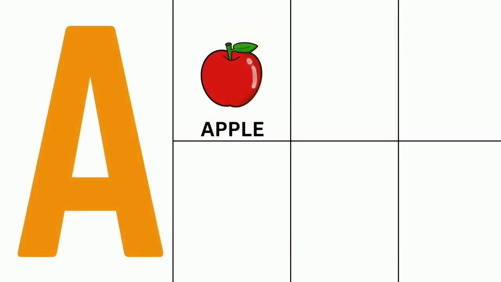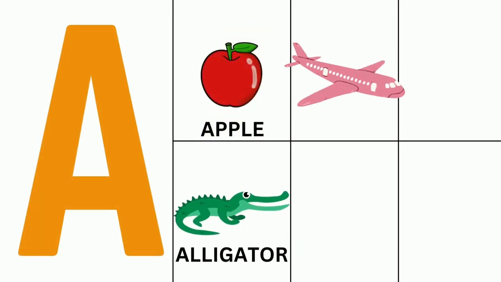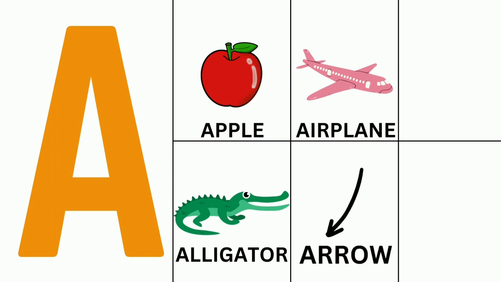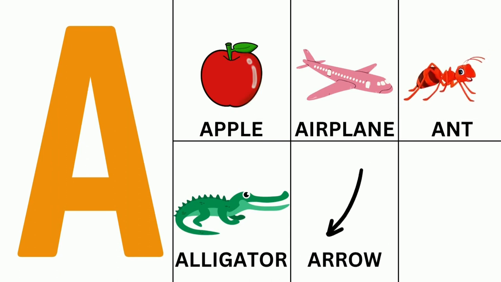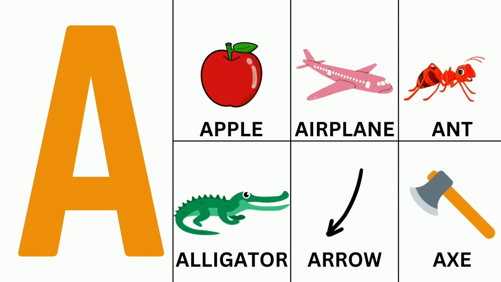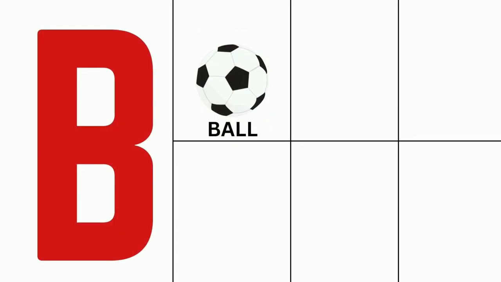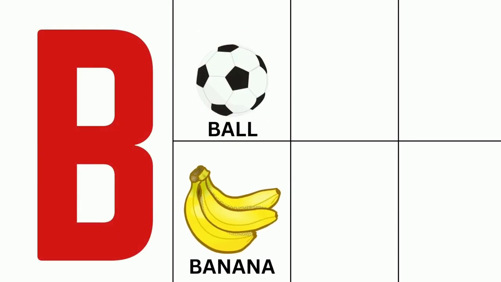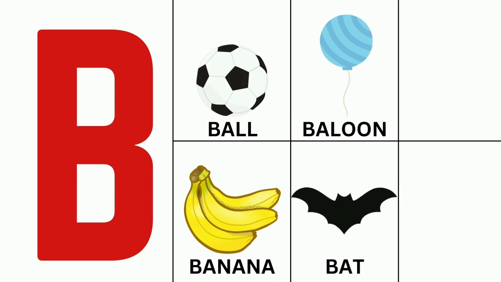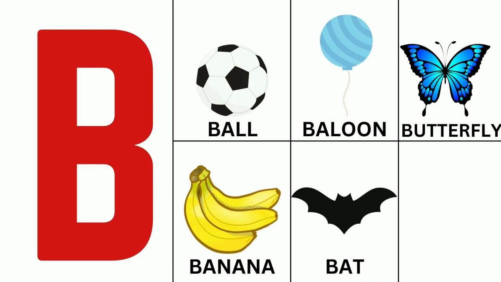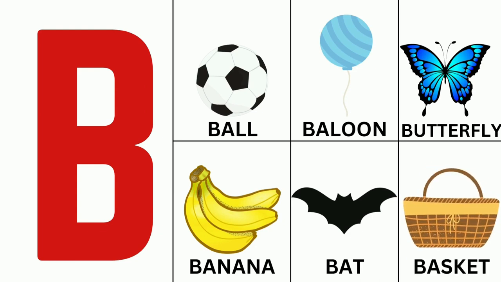A, let's learn the words that start with A. A for apple, A for alligator, A for airplane, A for arrow, A for ant, A for X. B, let's learn the words that start with B. B for ball, B for banana, B for balloon, B for bat, B for butterfly, B for bus.